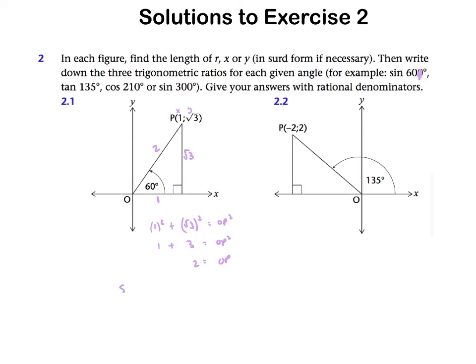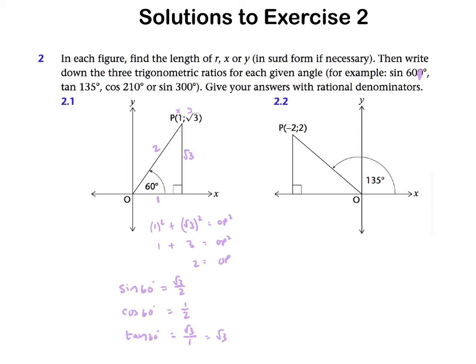So that would mean sine of 60 degrees is going to equal root 3 over 2, and that's of course special angles, remember that. Cos of 60 degrees is going to equal 1 over 2. Of course, cos of 60 is a half. And then tan of 60 degrees is going to equal the square root of 3 over 1, y over x. So that is equal to just the square root of 3.